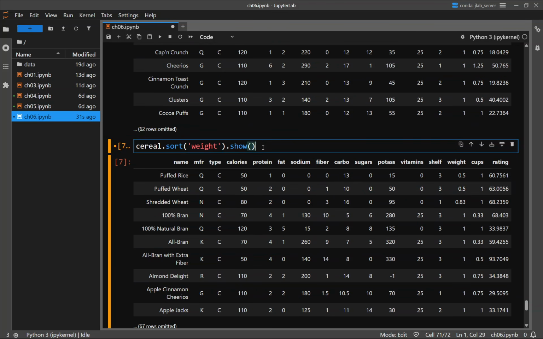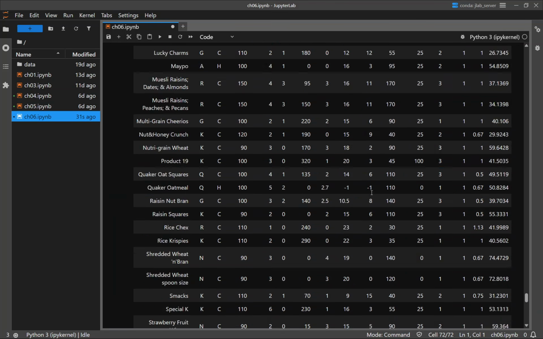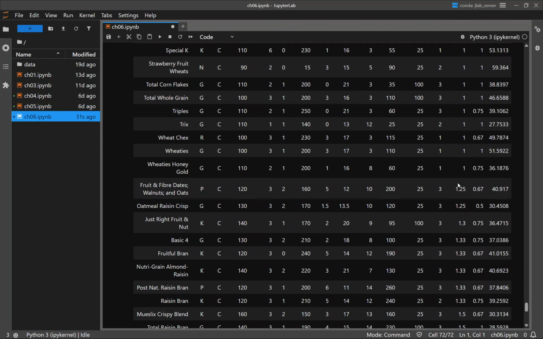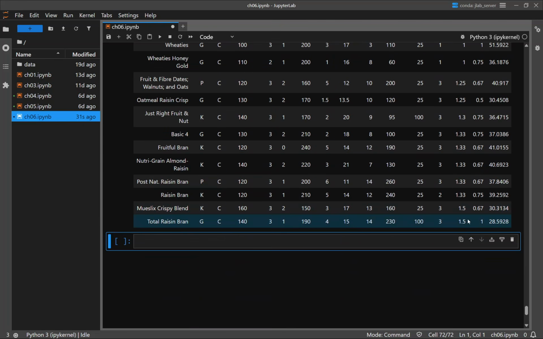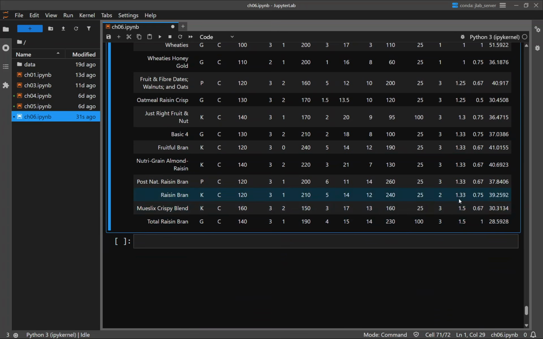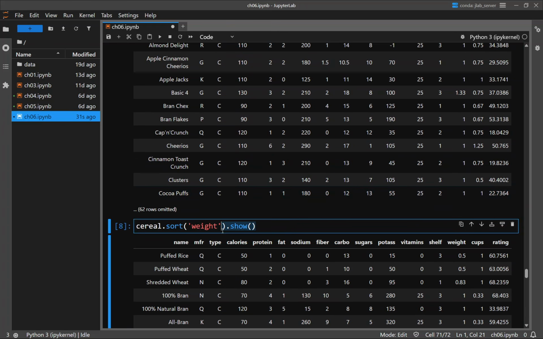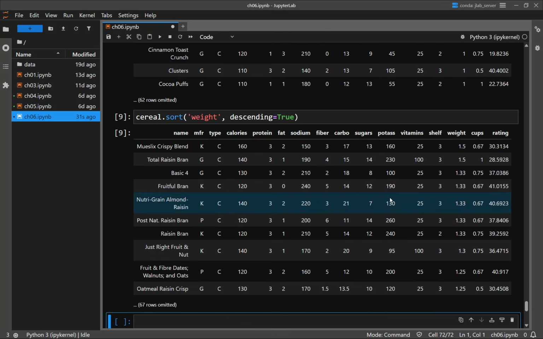If you do not show, it'll show the whole thing. Why is 1 the only other answer? 1 ounce serving. Ooh, some of these are large servings. Raisin Bran has a lot of weight in each serving. And so yeah, you could look at this both ascending and descending, by saying descending equals true. Sometimes if you press tab, it'll fill it in for you. So descending equals true. These are the heaviest ones.